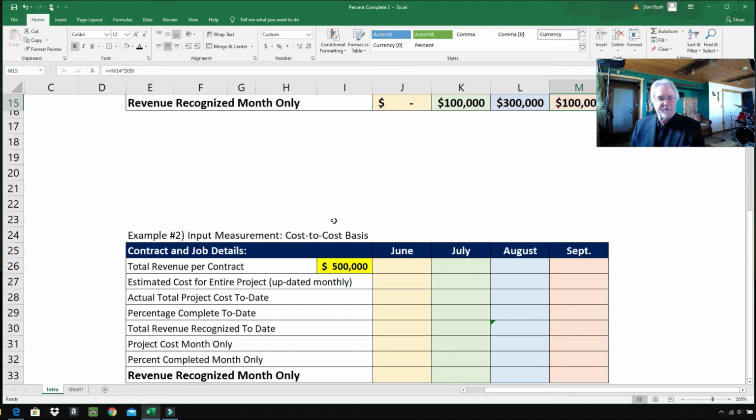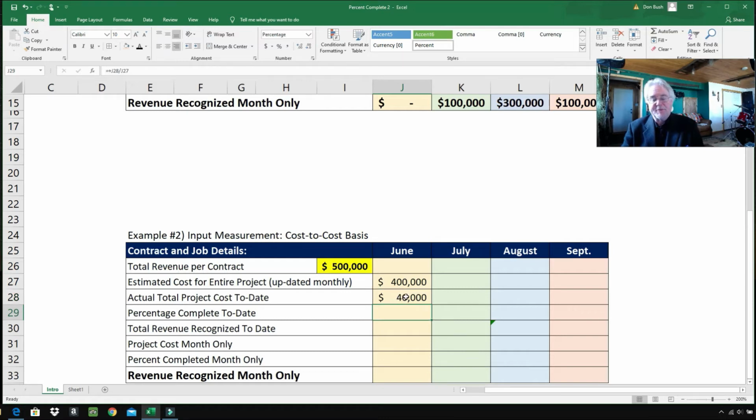At the end of June, we talk to the engineer and we say, engineer, how much do you think it's going to cost us to complete this project as of the end of June? And the engineer says, well, I think it's going to cost us $400,000. That's going to be the entire cost for the entire project. And so we ask the engineer, what's the total project cost to date? What have we spent in the month of June? And the engineer says $40,000.